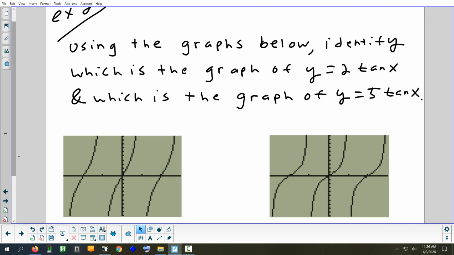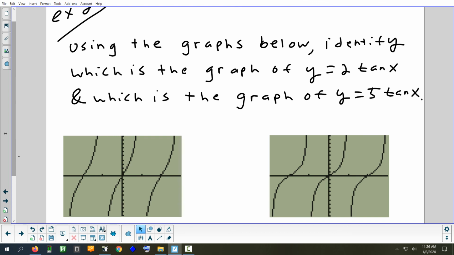Jared? Those are vertical stretches. They are vertical stretches. Well, one of these graphs is stretched out vertically more than the other. Think about what would happen if you stretch something vertically. Like if you had a wire and it was all curved and you took the ends of it and started to pull it, it would straighten out.